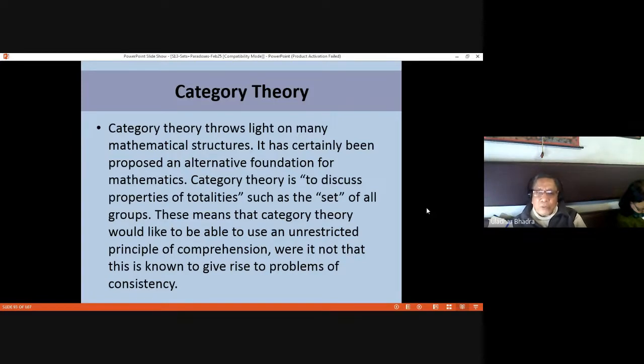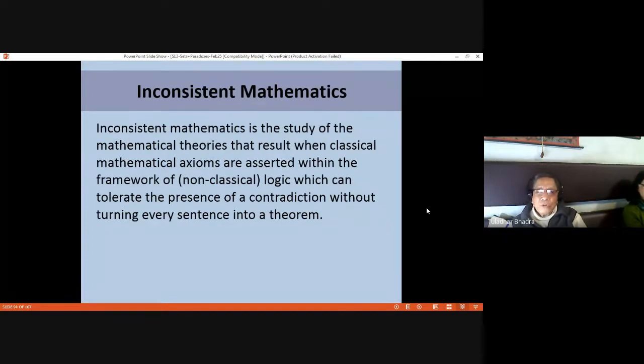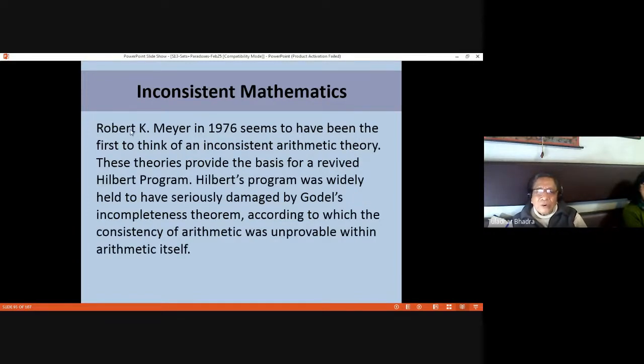Category theory is to discuss properties of totalities, such as the set of all groups. This means that category theory would like to be able to use an unrestricted principle of comprehension, which is known to give rise to problems of consistency. Inconsistent mathematics is the study of mathematical theories that result when classical mathematical axioms are asserted within the framework of non-classical logic, which can tolerate the presence of a contradiction without turning every sentence into a theorem. So, Robert K. Meyer in 1976 seems to have been the first to think of an inconsistent arithmetic theory. Now, we very much like to have consistent mathematics. Now, he is talking about an inconsistent arithmetic theory.